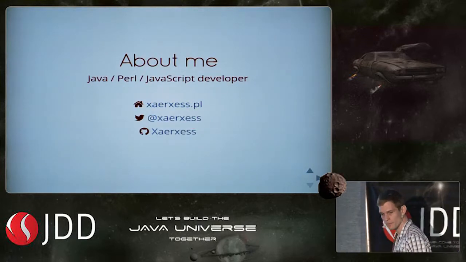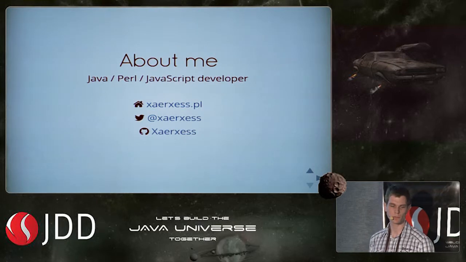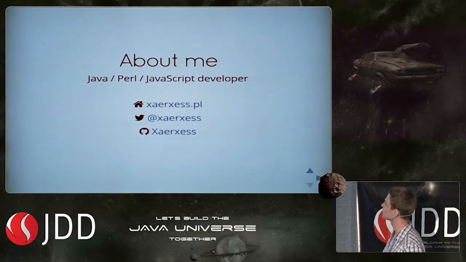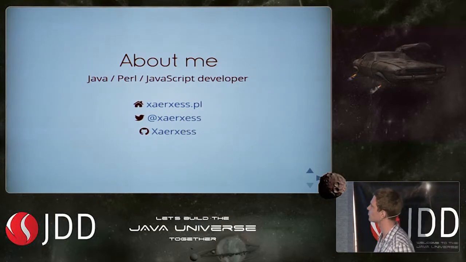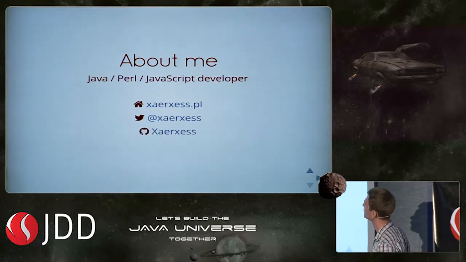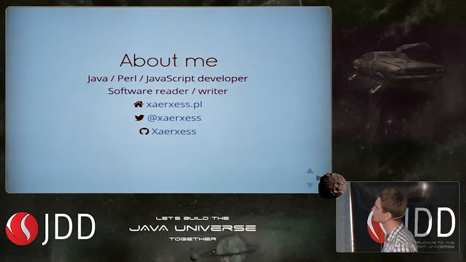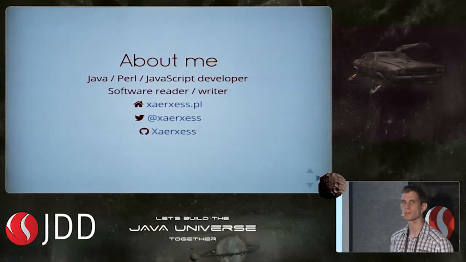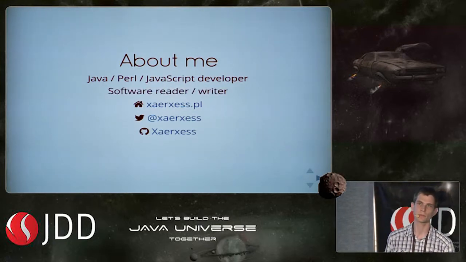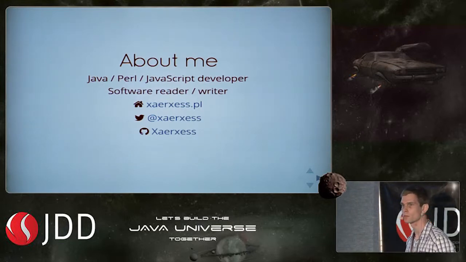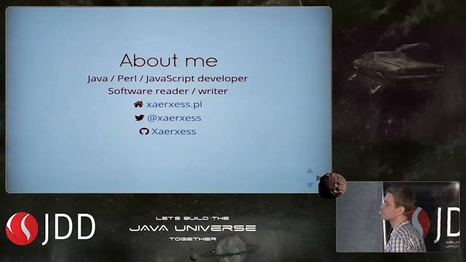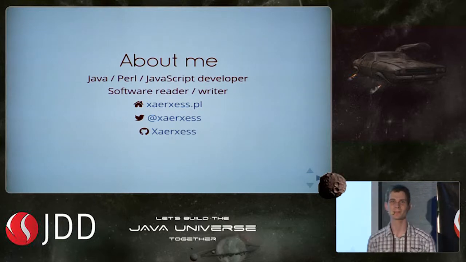First, a few words about me. I've been a developer for 5 years. I started with Perl and JavaScript and later learned Java and use it right now in my job. And I also like to describe myself as a software reader and writer, because it's mainly what we do. We read code and write code. And basically, we read most of the time and write some of the time.